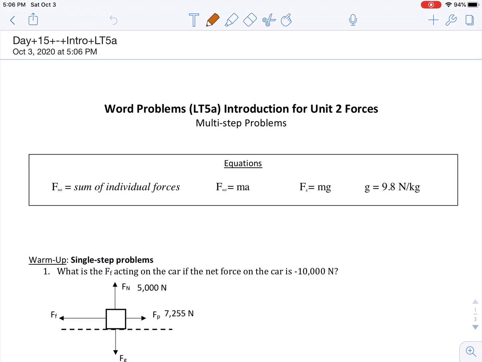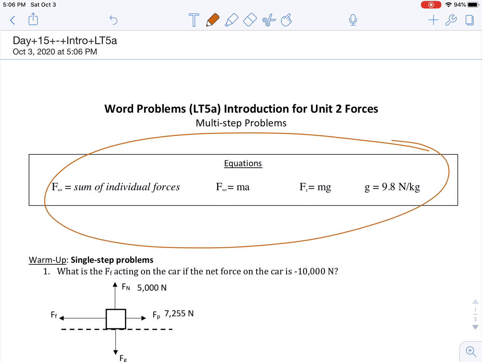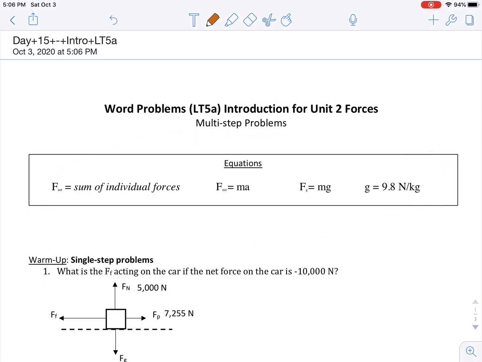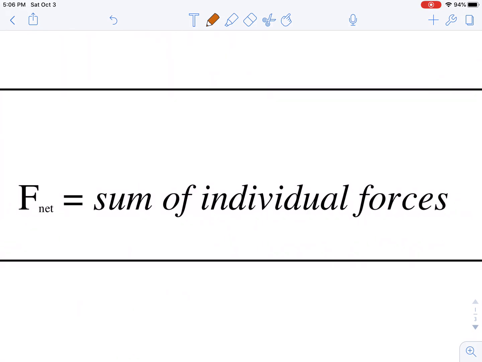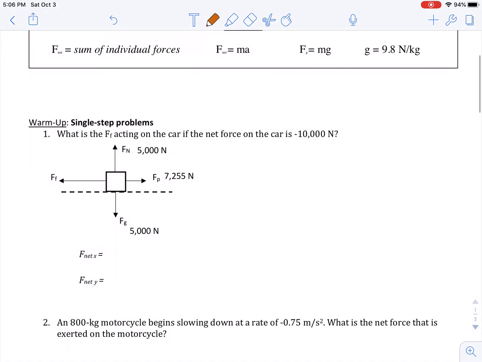This is at the top of your paper. This is what you're going to see on your toolbox on your formative on Wednesday. Formative C is on Wednesday, and that's the one that's going to look exactly like your summative. F net is equal to the sum of individual forces. That's like the equations that you write when you do your models: rightward forces minus leftward forces, upward forces minus downward forces.